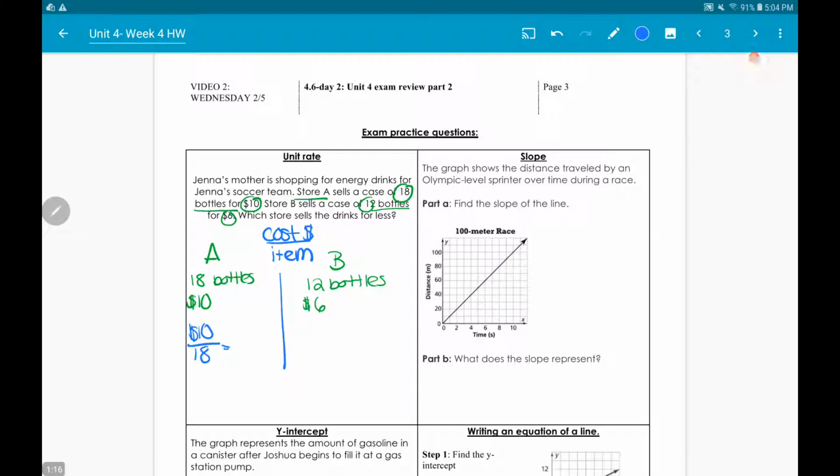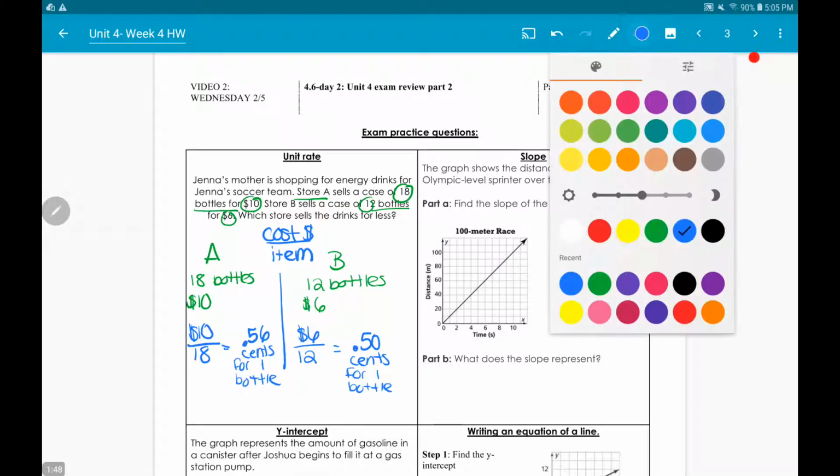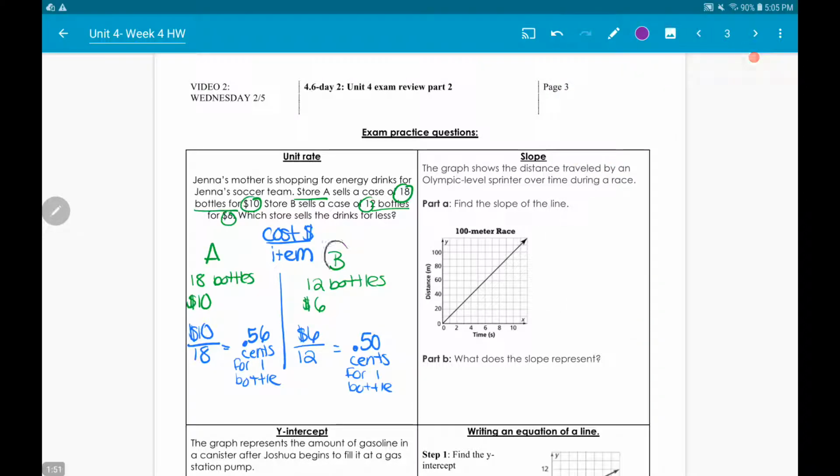I'm sorry, you don't get 0.18. You get 0.56. So that means it costs 56 cents for one bottle. And then we do the same thing over here. And that gets me 0.50, and that's 50 cents for one bottle. So which store sells them for less? Which one's the better deal? Store B.